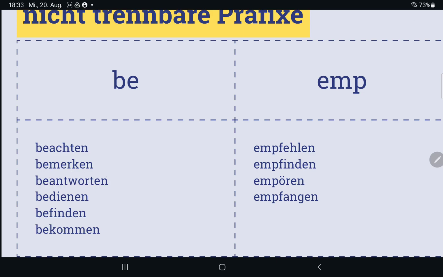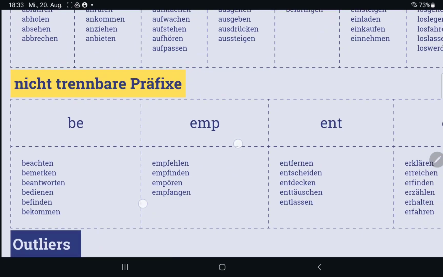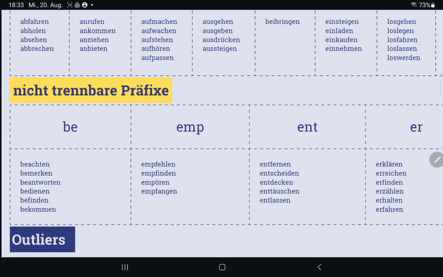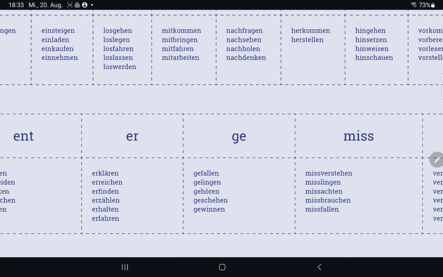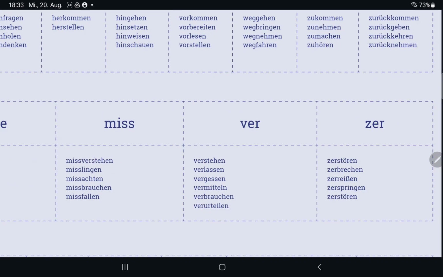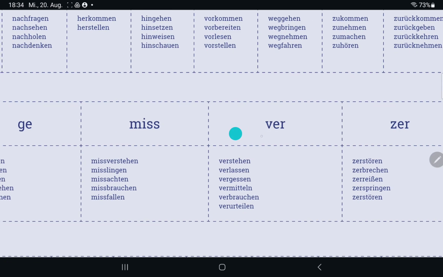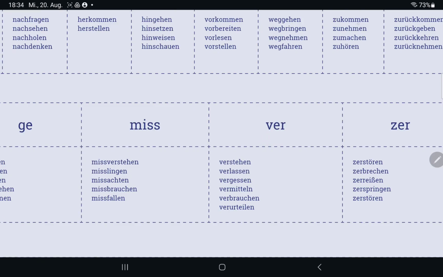So let's continue reading. Let's just zoom out a little bit. So you have be, emp, ent, er, ge, miss, ver, zer. Notice I don't say ver or zer with a strong r, because you're not supposed to pronounce the r at the end of a word that much. You should do it, but not too much. You have to be subtle about it. You just say ver, or you can almost ignore it.